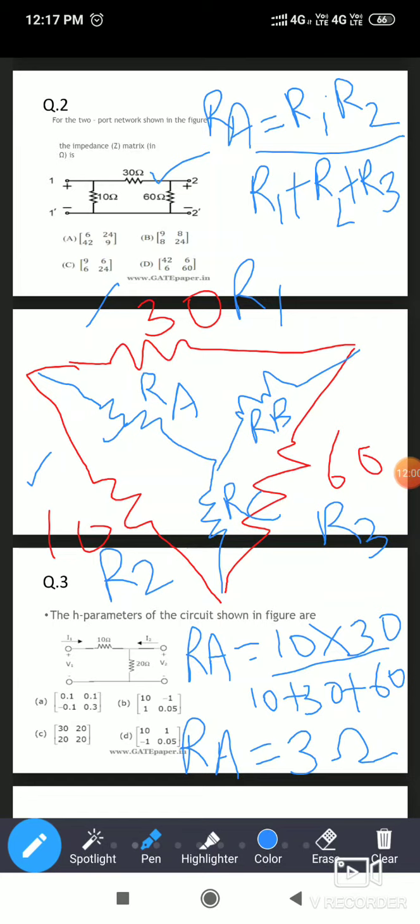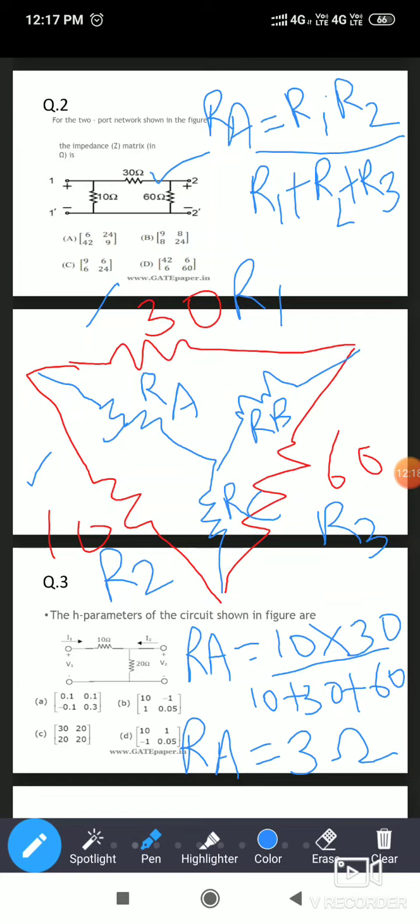Sorry, correct, I am correct. 10 plus 30, that is 40, plus 60, that is 100. So multiplication will give us 30 into 10, that is 300, divided by 100, that will give RA equal to 3 ohm. Okay, so in this way you can find out all those values.